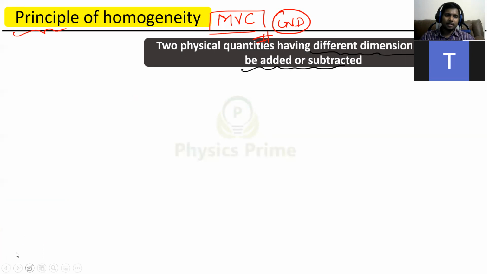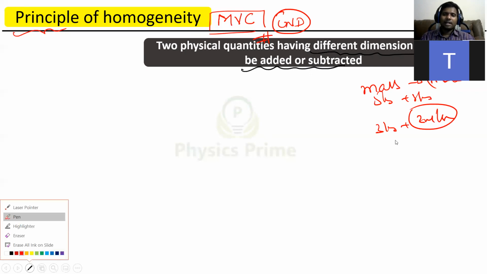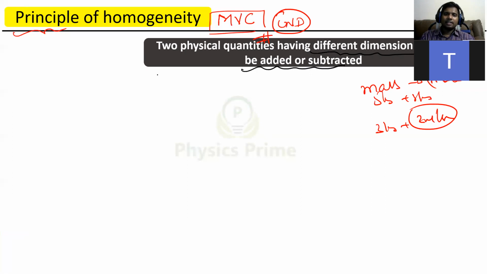That means it's simple in logic. Mass can be added only to mass, right? Will you say 5 kg plus 3 kg is equal to 8 kg? But will you say 3 kg plus 3 meter per second? Have you ever seen this kind of thing? No, sir. Mass will be added to mass only. Length will be added to length. You will say 3 centimeters plus 5 centimeters is 8 centimeters, but you will not say 3 centimeters plus 3 kg, right? Velocity can be added to velocity. Distance can be added to distance. So like that, two physical quantities having different dimensions cannot be added or subtracted.